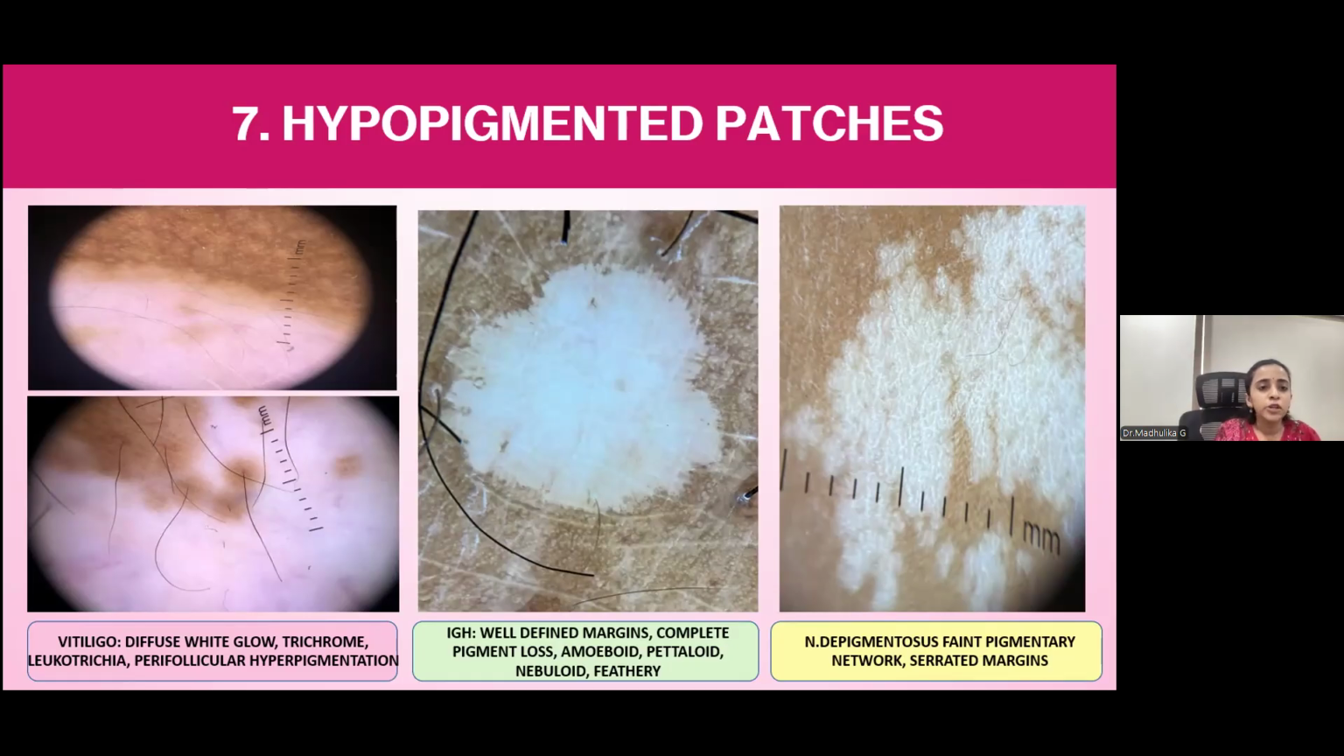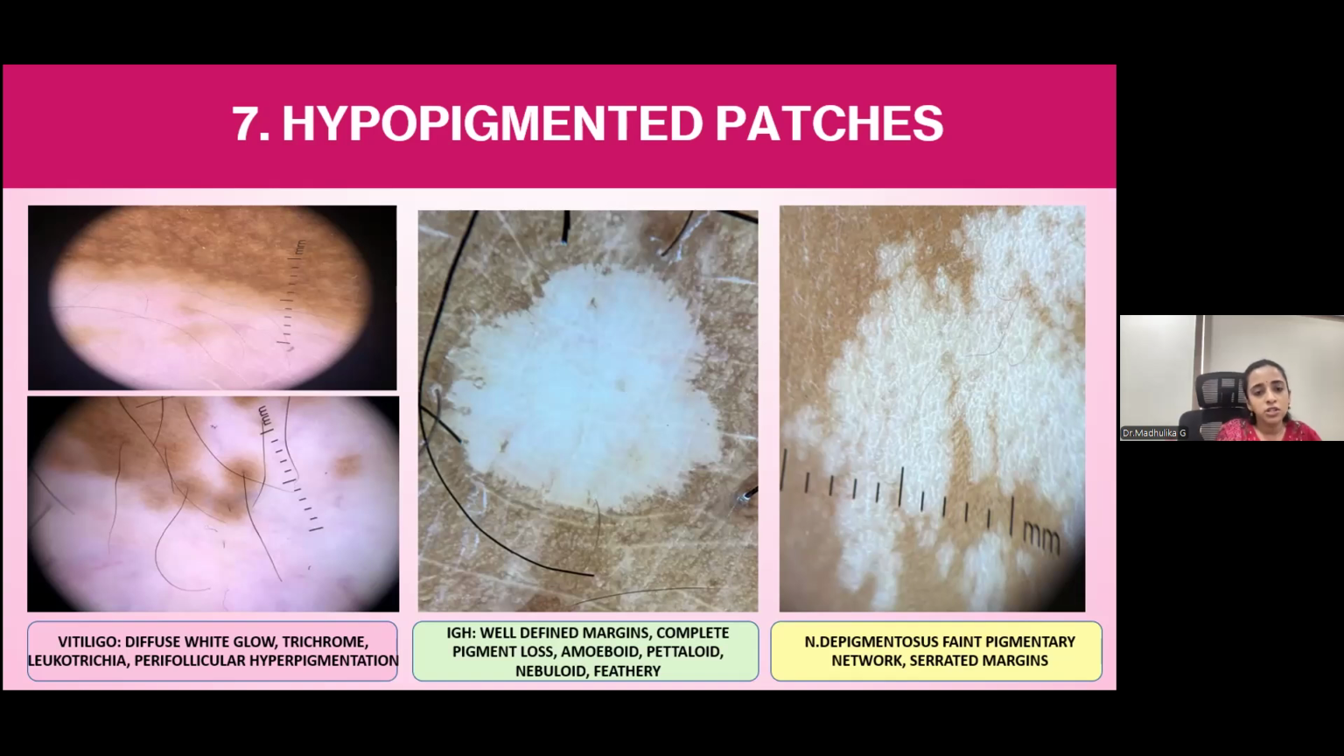And is there any leukotrichia? We already know in vitiligo that dermoscopy has prognostic indicators and treatment response predictors, right? So you see if there is leukotrichia. If there is, then maybe the patch will not respond as well to treatments, right? And if there is perifollicular hyperpigmentation, that's a bad sign, okay? And if you see that the border is not well defined, that might again be a bad sign, okay? So these are some of the prognostic indicators.